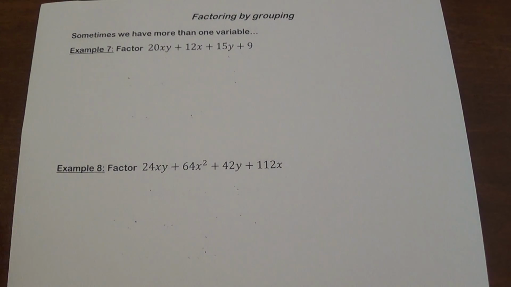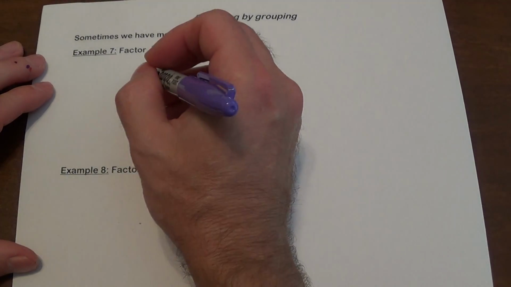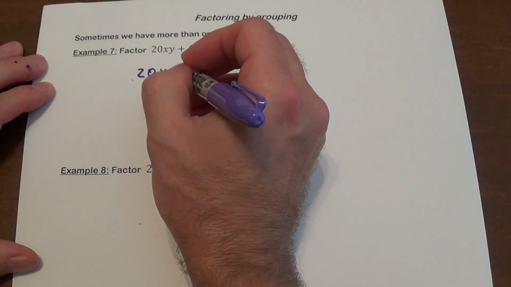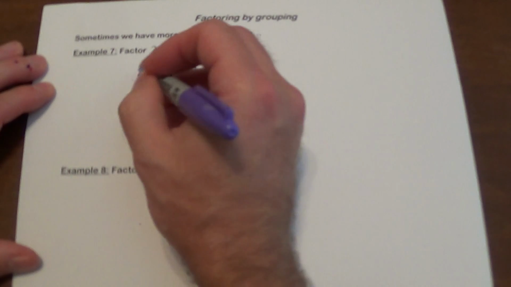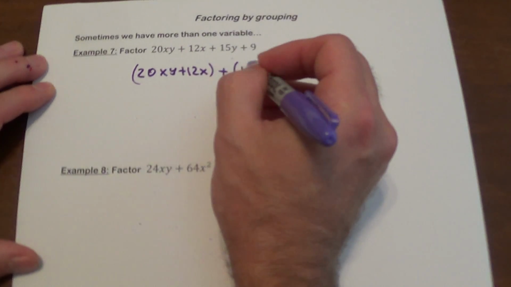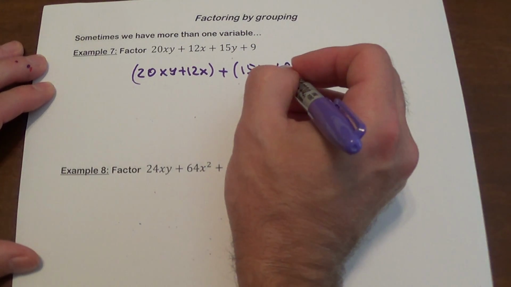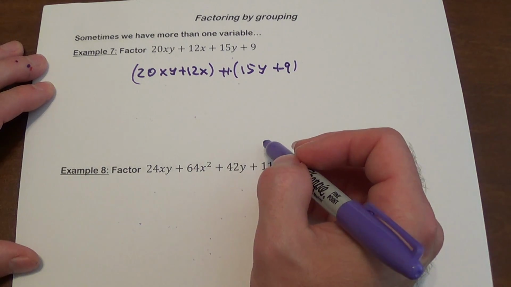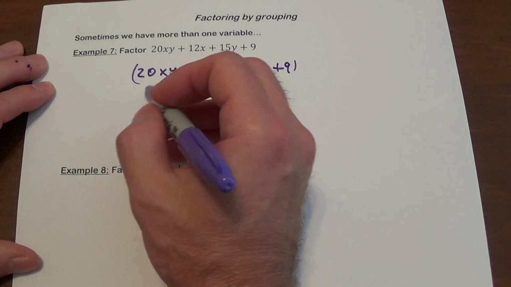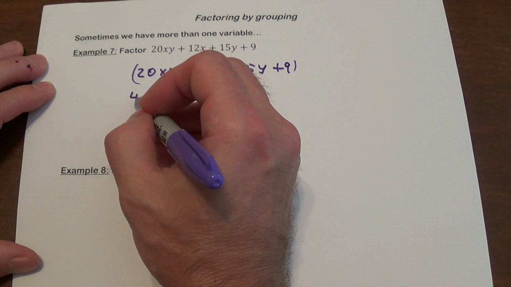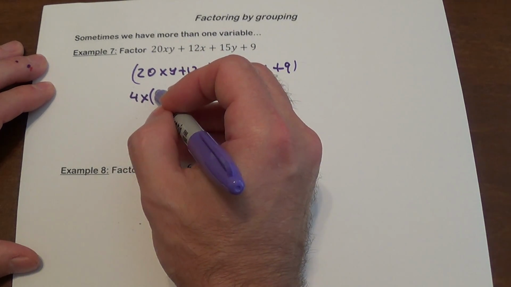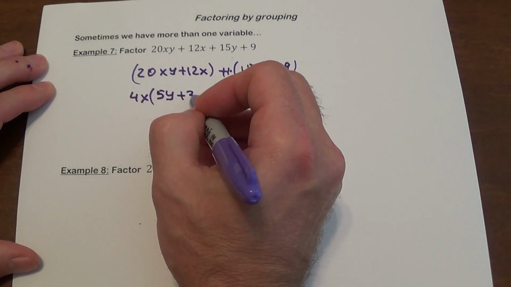Okay, let's take a look at this. So now we have multiple variables. All the idea is going to be the same. So 20xy plus 12x plus 15y plus 9. It's nice, we have 1 here, positive, right? So what can we factor out here? Here we can factor out 4x. That's going to leave you with 5y plus 3.